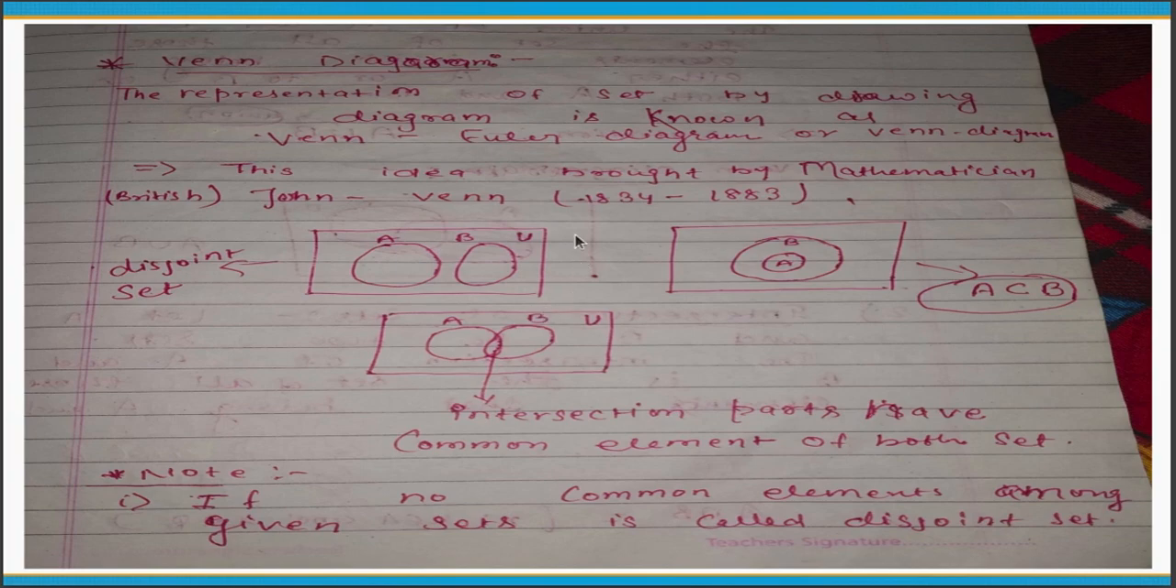Now this is the representation of a Venn diagram. Sets are represented by circles, and a rectangular box is the universal set, which contains all elements of the sets. In the first diagram you see that set A and set B are different and have no common element, no intersection point. If you have sets A and B with no common element, you can represent them like this, and these sets are known as disjoint sets.